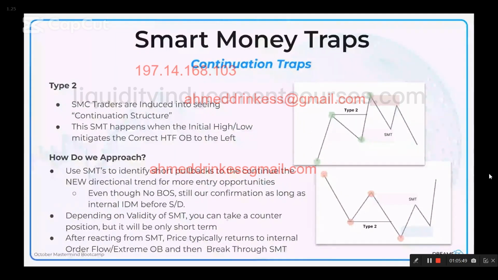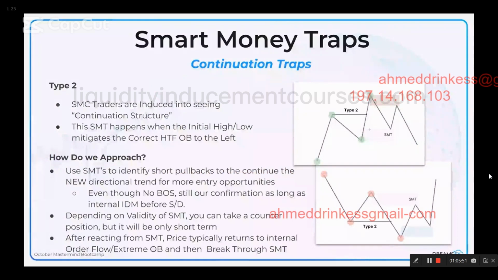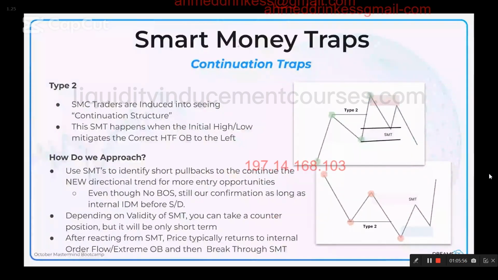Depending on the validity of the SMT, you can take a counter position, but again, it will only be short term. I don't do that. There's no need to.